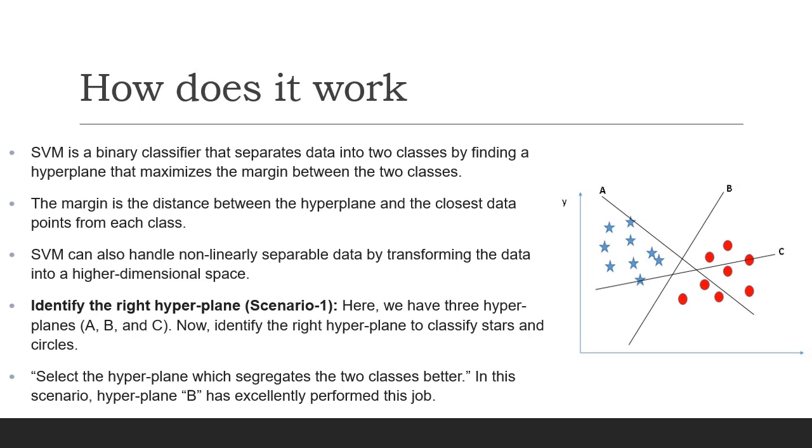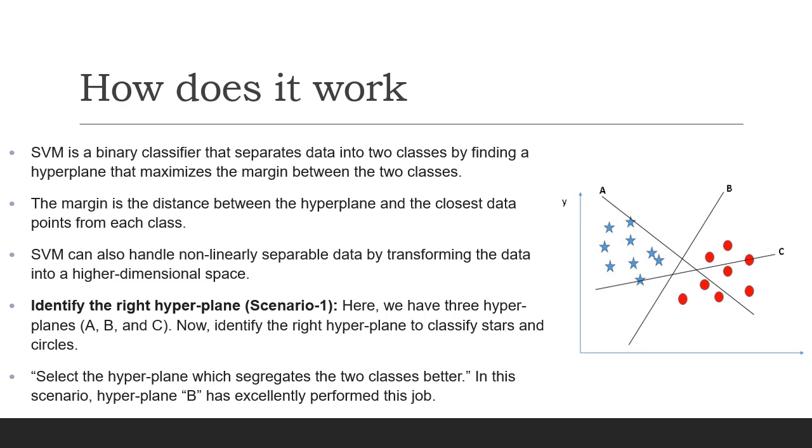How does it work? SVM is a binary classifier. It separates the data into two classes by finding a hyperplane that maximizes the margin between the two classes. The margin is the distance between the hyperplane and the closest data points from each class.